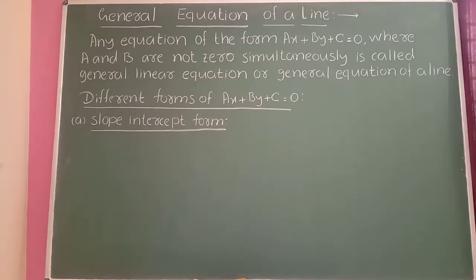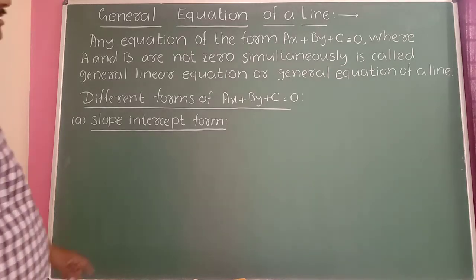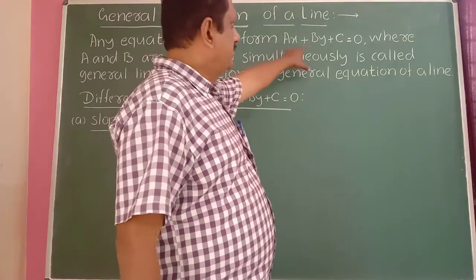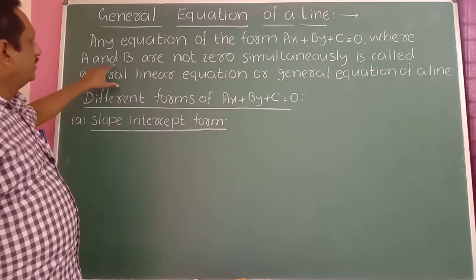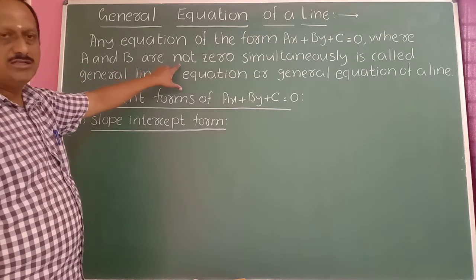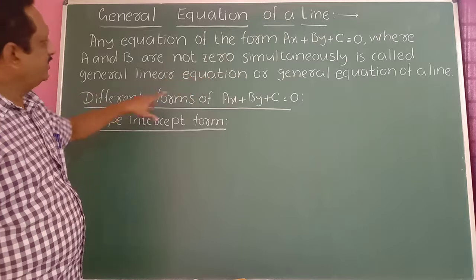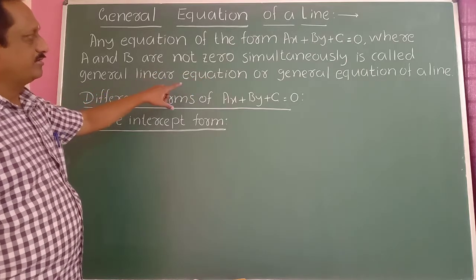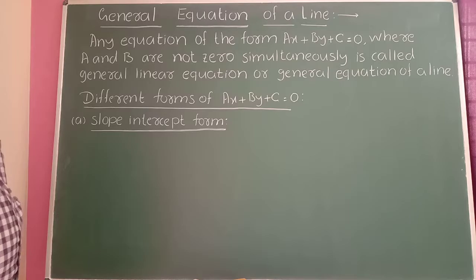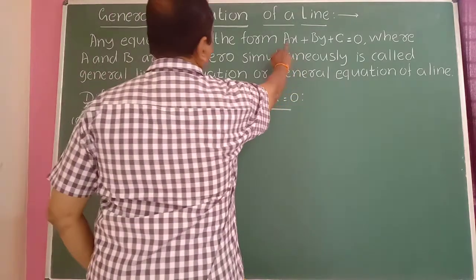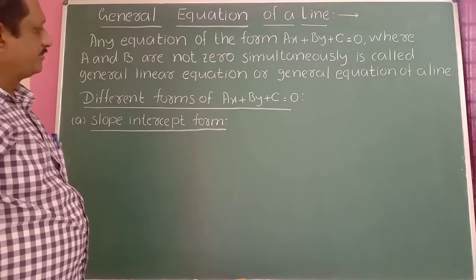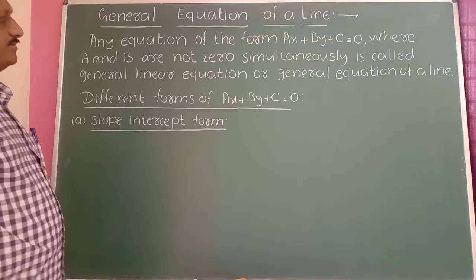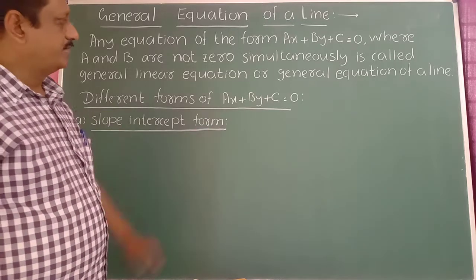General equation of a line. So any equation of the form ax plus by plus c equal to 0, where a and b are not 0 simultaneously, is called a general linear equation or general equation of a line. Such a type of equation always represents a general equation of a line. Then the different forms of ax plus by plus c equal to 0.